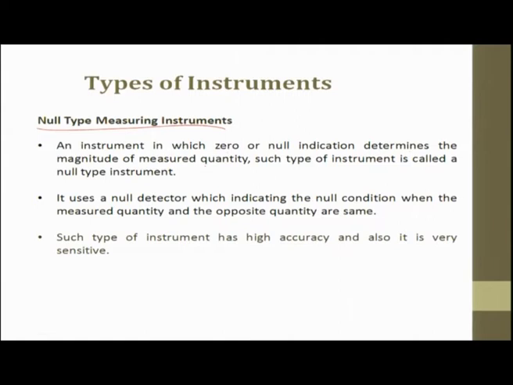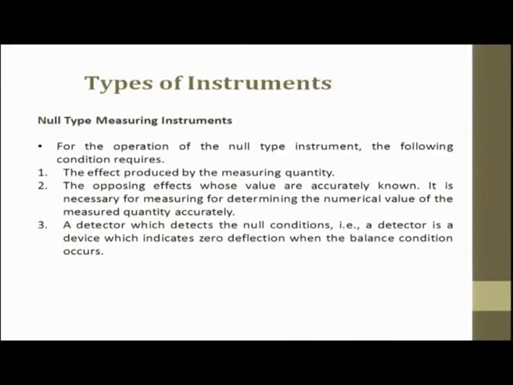It uses a null detector which indicates the null condition when the measured quantity and the opposing quantity are the same. This type of instrument is highly accurate and also very sensitive. Compared to the deflection type we have seen, the null type is much more accurate and sensitive. So, wherever we can, we would like to prefer null. For the operation of the null type instrument, where is the difference coming? That is what we are going to see next.